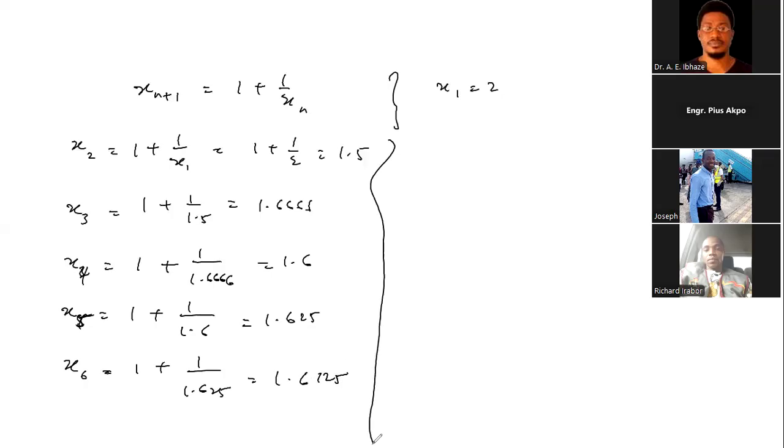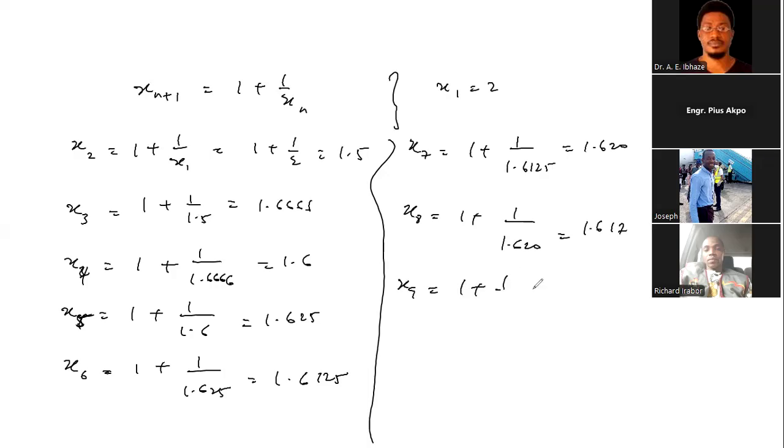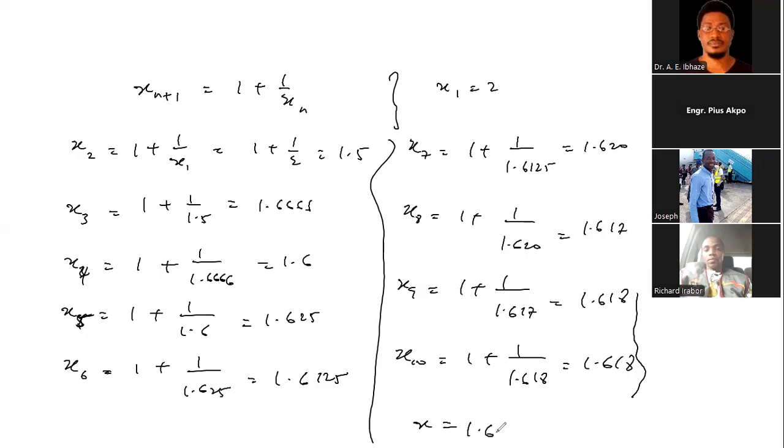So let's see if what our colleague just mentioned, if we'll be able to get convergence where the answer will now remain the same. So then x7 will now be 1 plus 1 over 1.6125. So what do we get? 1.620. Then x8 will be 1 plus 1 over 1.620, which is 1.617. Then x9 will be 1 plus 1 over 1.617, which is 1.618. Then x10 will be the same as 1 plus 1 over 1.618. And this will give us 1.618. I think it just converged. So we can say that the root x is the same as 1.618.